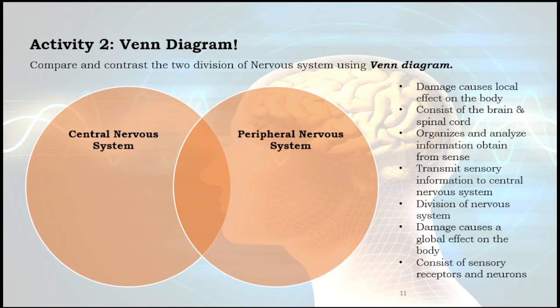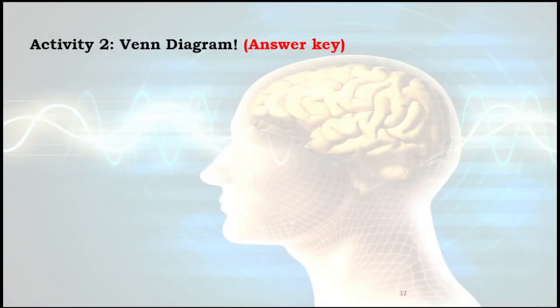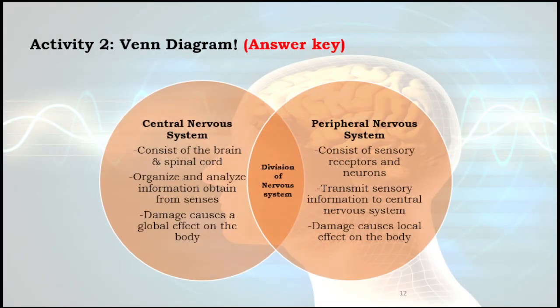Compare and contrast the two divisions of nervous system using Venn diagram. There are different choices provided on the right side of the diagram, so you have to choose from the choices given. You have 5 minutes to accomplish this activity. When the time is up, kindly check your answer using this answer key. Congratulations, I hope we got the same answer.